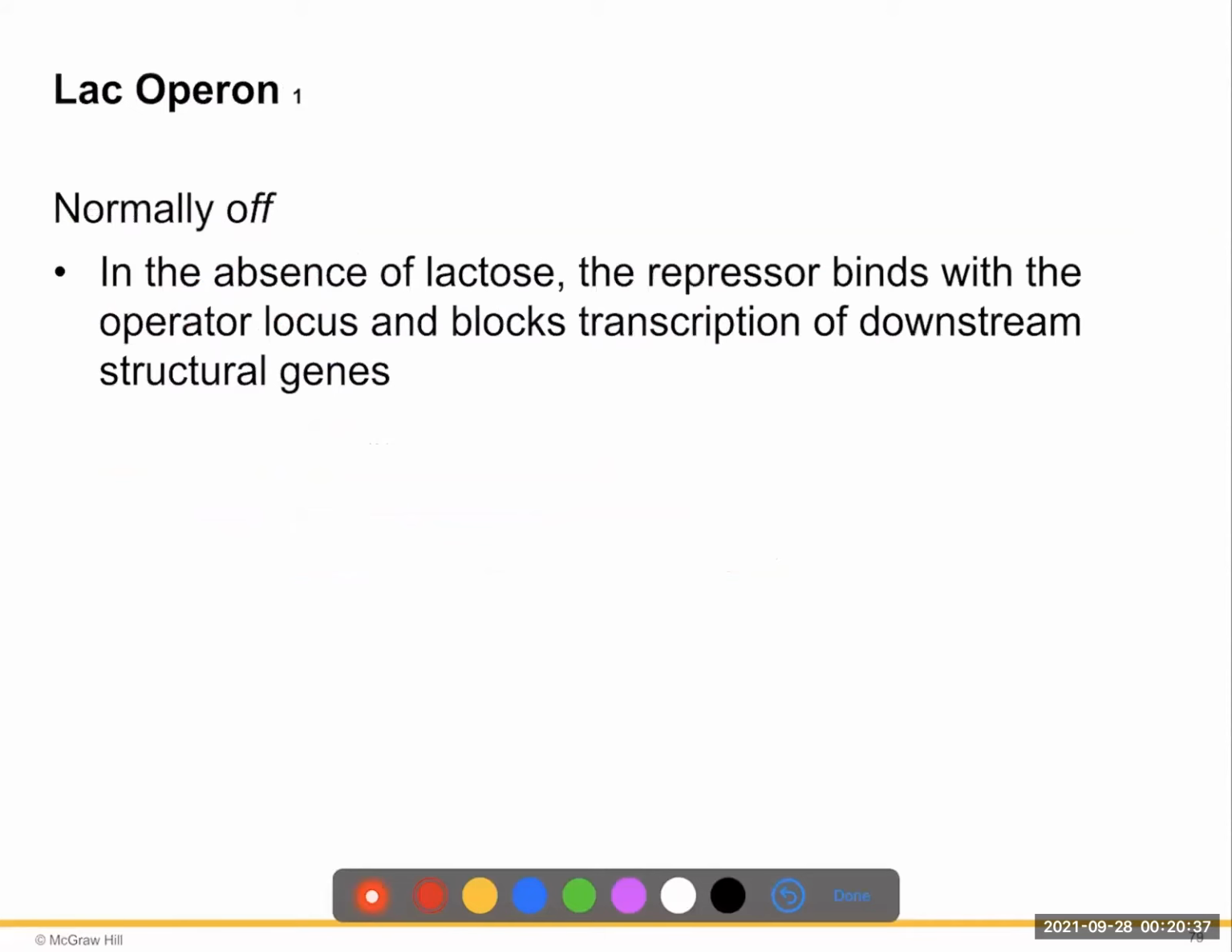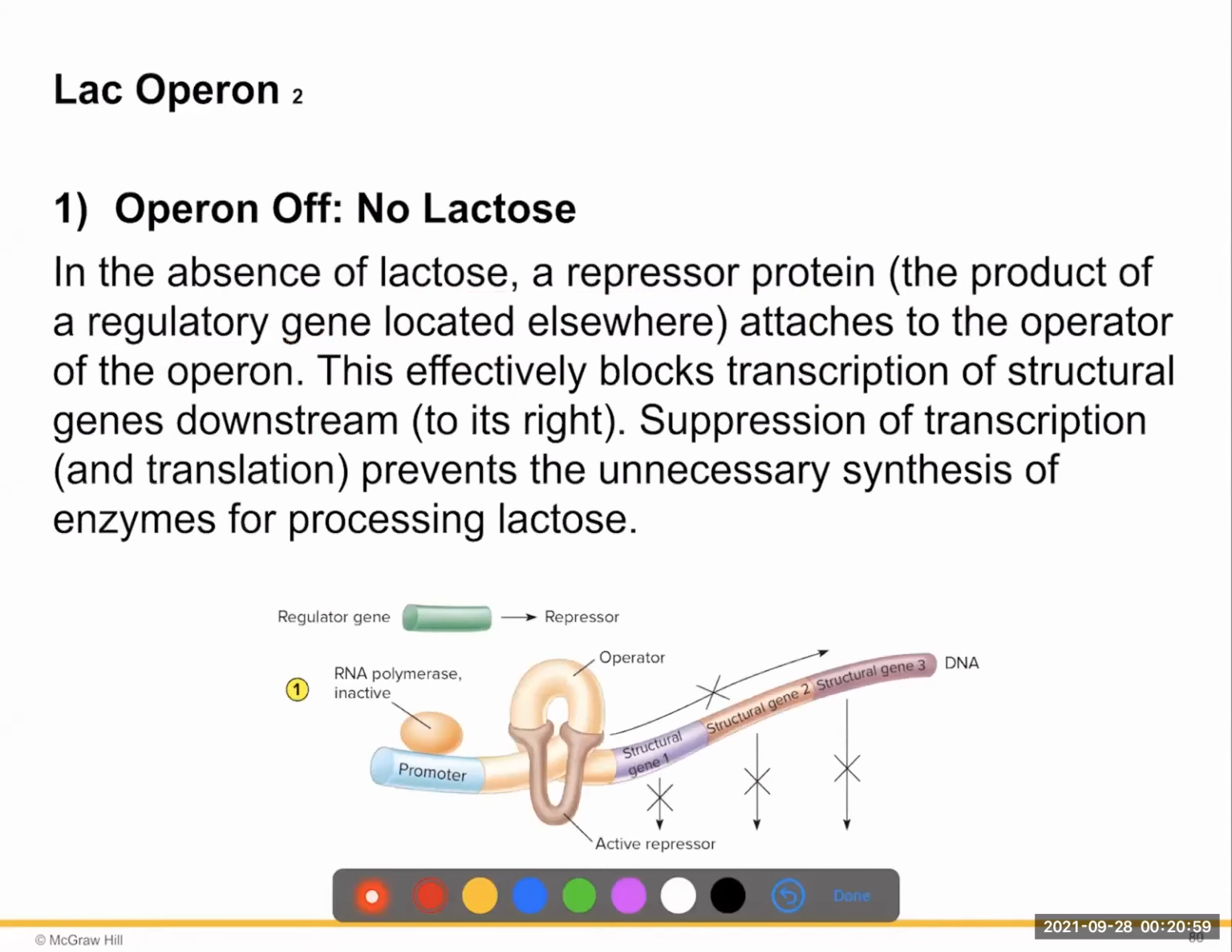So the lactose operon is normally turned off. In the absence of lactose, the repressor binds with the operator locus and blocks transcription of the DNA downstream in the structural genes. So it doesn't make the enzymes necessary to break down lactose because lactose is not present. So the operon is off when there's no lactose present. There's your operator right here, and the repressor binds. So it stops transcription of that DNA.